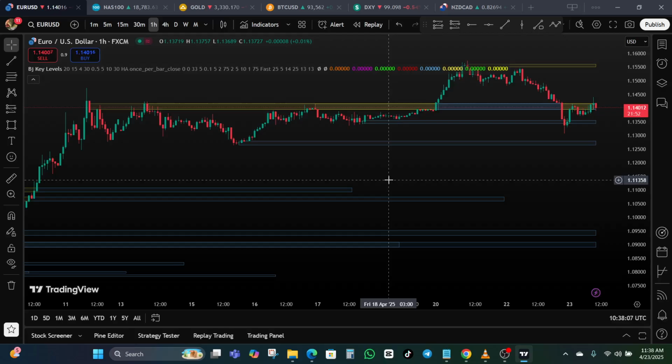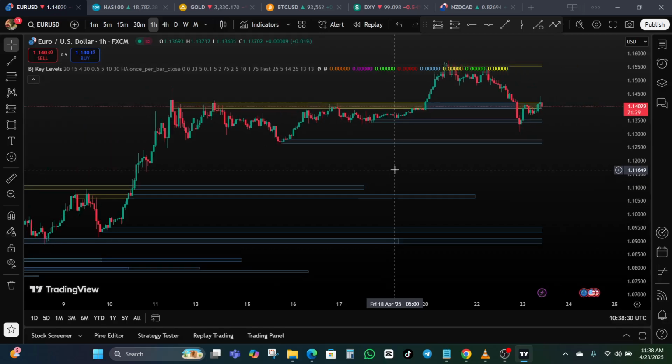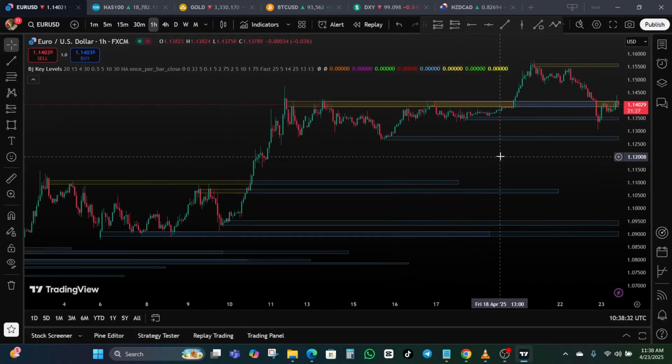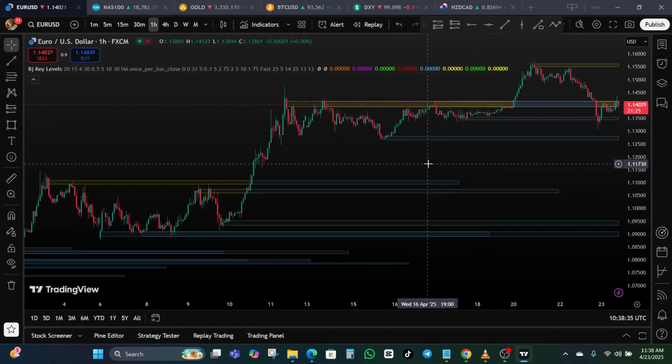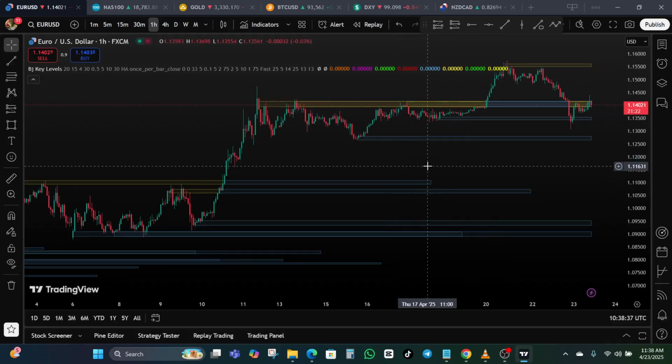So let's be honest. Too many indicators just add noise, right? But the Bjorgum Key Levels Indicator does the opposite. It highlights the key areas where price has respected support or resistance in the past. Now, these are the zones where institutions make decisions and where you should be watching for entries. You can see that they've provided good entry points on the chart. Very straightforward, right? So what exactly does this strategy look like?